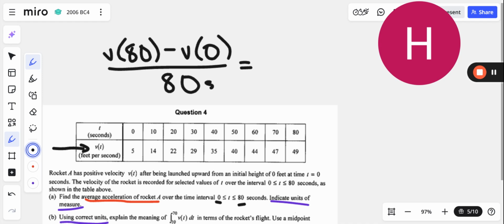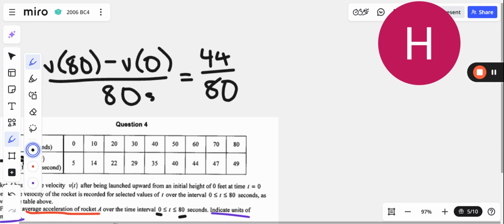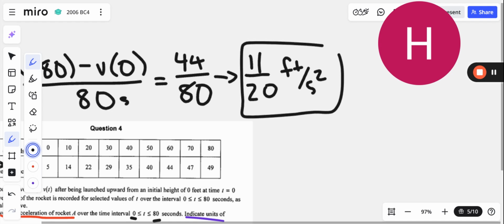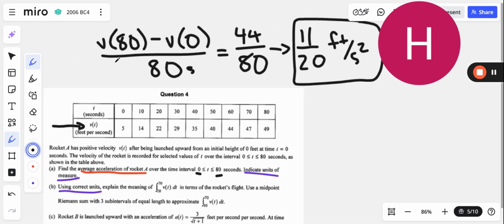That's going to be 49 minus 5, super easy. 44 over 80, which we can reduce, divide everything by 4, and we get 11 over 20 feet per second squared. That is the average acceleration.